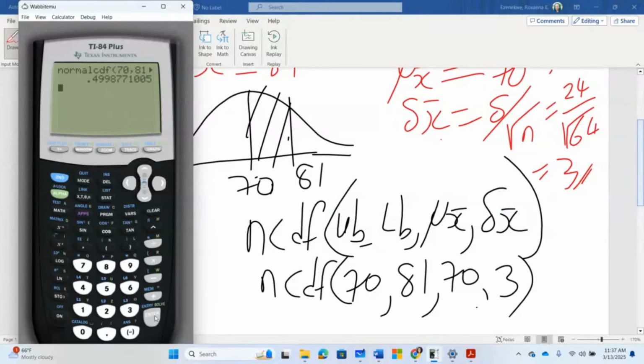When I hit enter, the area is 49.99%, approximately 0.5. So the area is 49.99%. That's the area between 70 and 81. Okay. I hope that is clear. That really has to be clear.